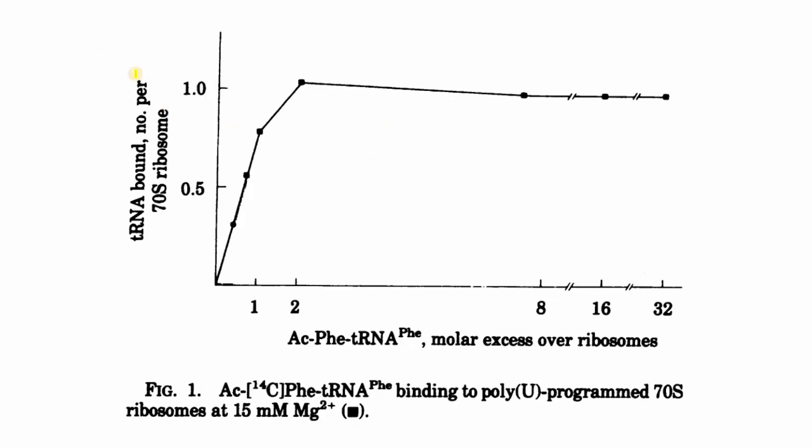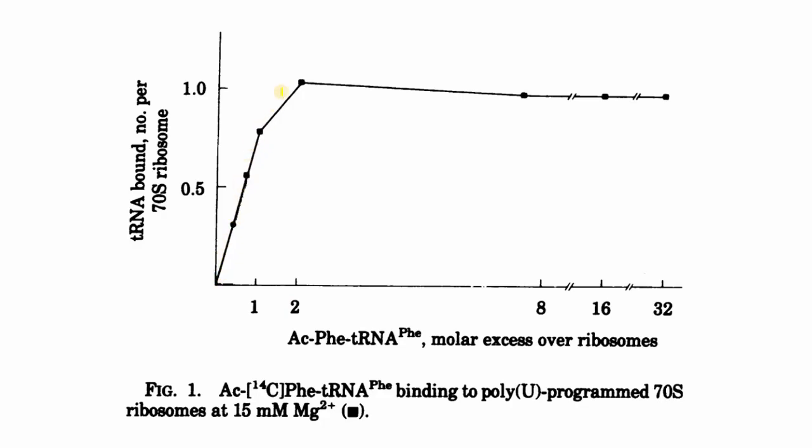What the researchers were showing here on the y-axis is the number of tRNAs bound per each ribosome. So for each ribosome, we see how many tRNAs bound. On the x-axis, on the other hand, we can see how much of that acetylated phenylalanine tRNA was used. So the more we go to the right, the more the concentration of acetylated phenylalanine tRNA increases. What we can see here is that as the concentration of acetylated phenylalanine tRNA increases, the amount of tRNAs bound per ribosome also increases.